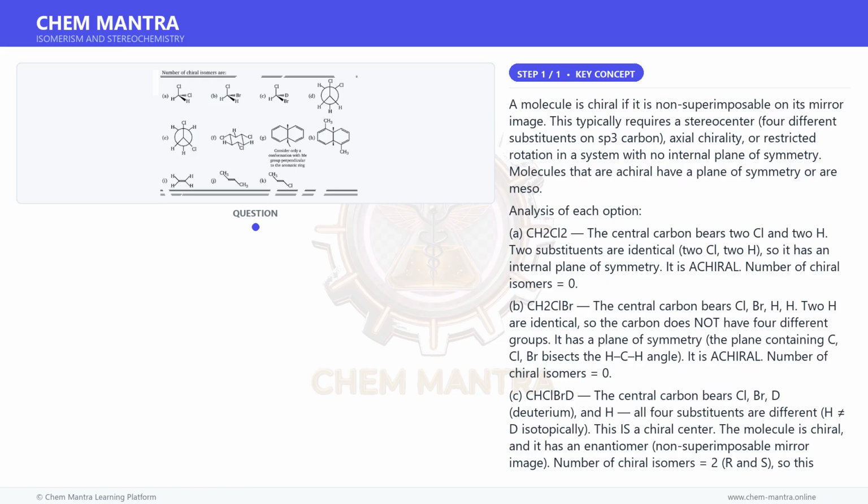CH2Cl2: the central carbon bears 2 Cl and 2 H, so two substituents are identical, Cl and H, so it has an internal plane of symmetry. It is achiral. Number of chiral isomers equals 0. B. CH2ClBr: the central carbon bears Cl, Br, H, H. The two H are identical, so the carbon does not have 4 different groups. It has a plane of symmetry, the plane containing C, Cl, Br bisects the H-C-H angle. It is achiral. Number of chiral isomers equals 0.